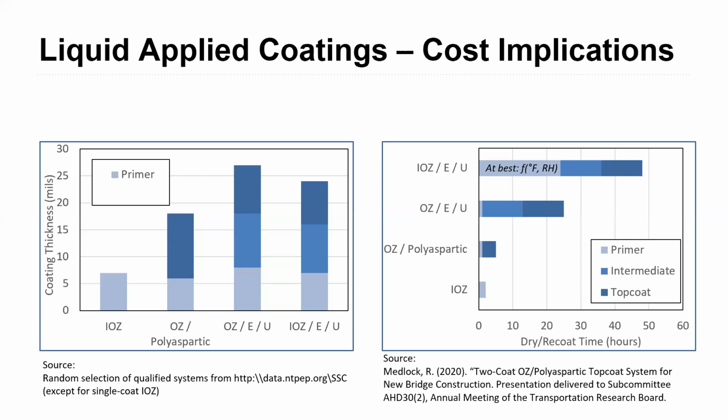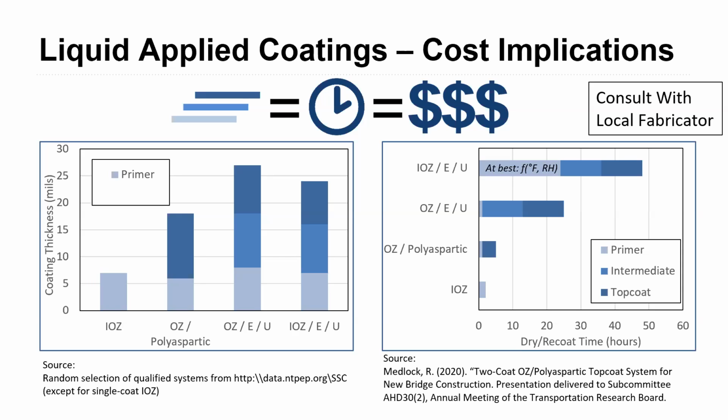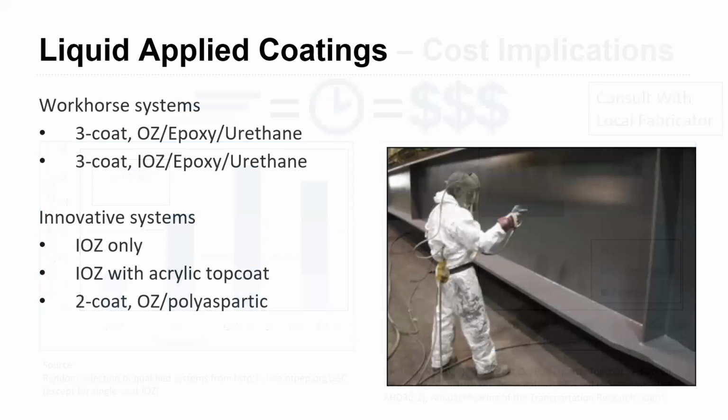However, when you add more coats, you also add more time in the shop that it takes to apply these systems. So just keep that in the back of your mind. Don't necessarily always think that more coats is better. Sometimes that can add more chance for human error, and it also costs more, typically speaking. So just keep that in the back of your mind when you're considering some liquid applied coating systems. So generally speaking, though, as you add more coats, it takes more time and therefore can potentially cost more money. So we highly recommend you reach out to your fabricator when you're considering some paint systems and which one to use. They can give you some good insight into the cost implications of that.